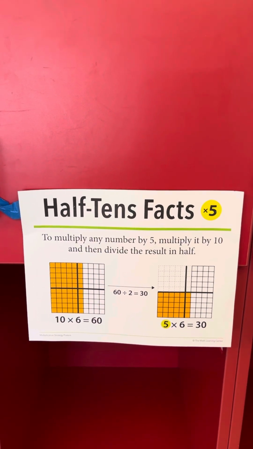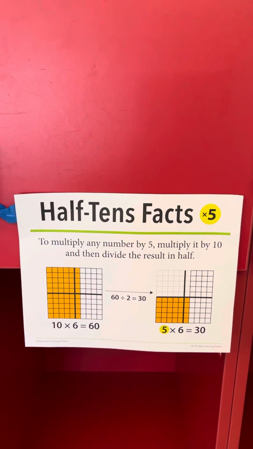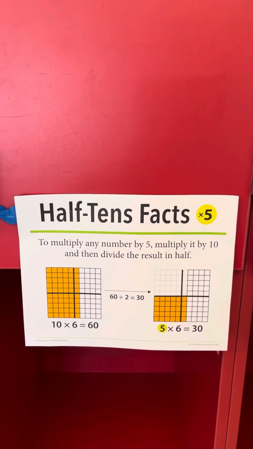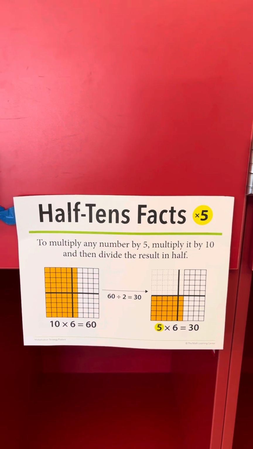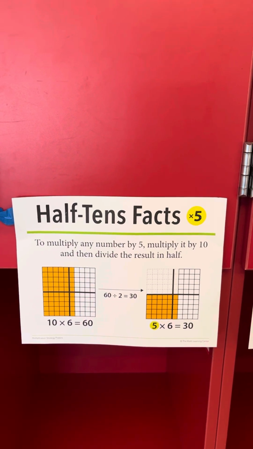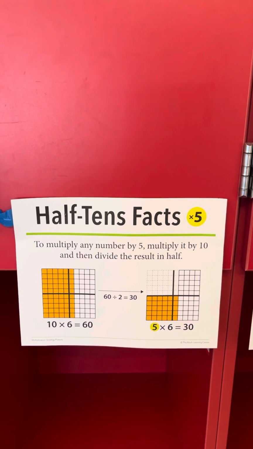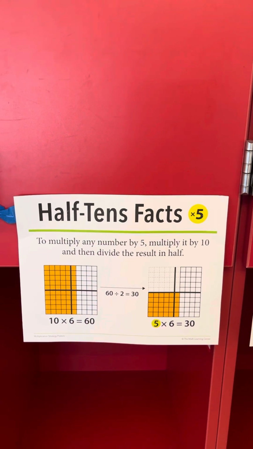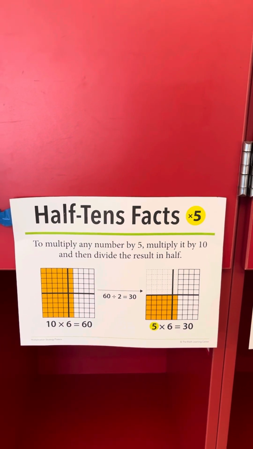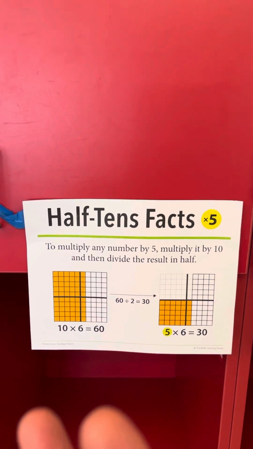That's one strategy. However, personally, I think it's just easier to count by 5s on your fingers. It's up to you, whichever strategy you like. For me, I think it's more efficient just to count by 5s. So if it was 5 times 6, that's the same as 6 times 5. I can flip it around. 6 times 5 would be 5, 10, 15, 20, 25, 30.